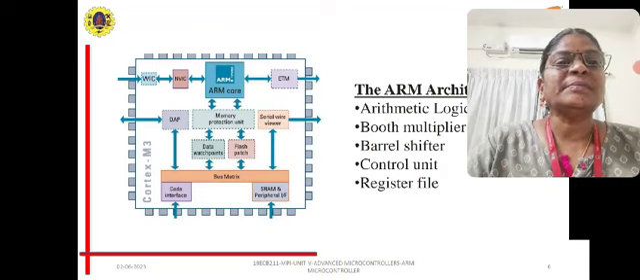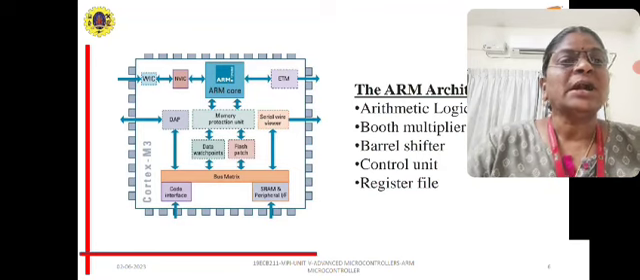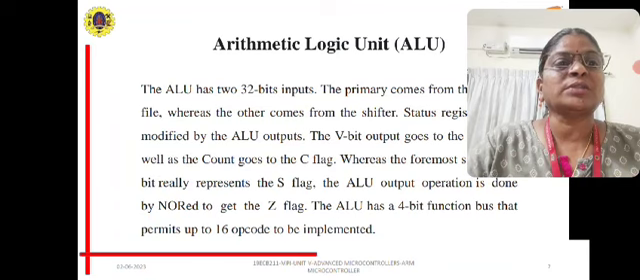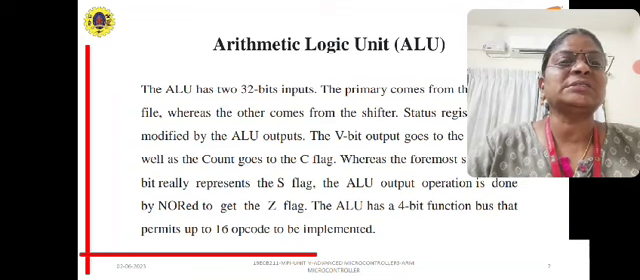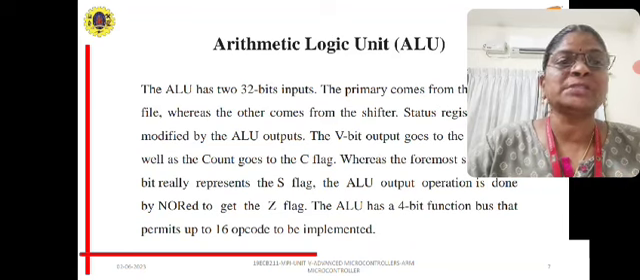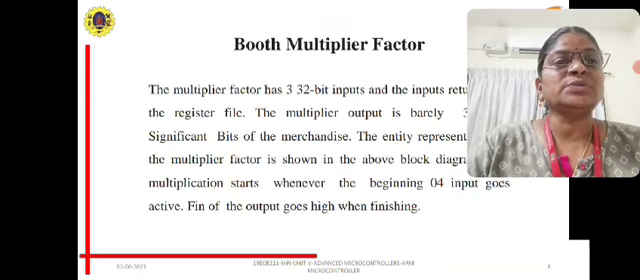So this is the basic fundamental ARM architecture, which consists of blocks like arithmetic logic unit, Booth multiplier, barrel shifter, control unit and register file. These are the main blocks of our ARM architecture. The arithmetic logic unit, as we all know, has 32-bit inputs, and it is used to operate all arithmetic and logic functions like addition, subtraction, multiplication, division, and logic functions like AND, OR, NOT. All logic operations we can use in the arithmetic logic unit.